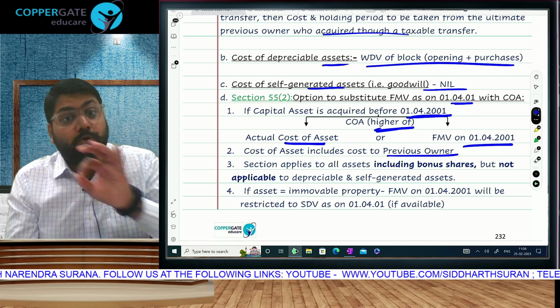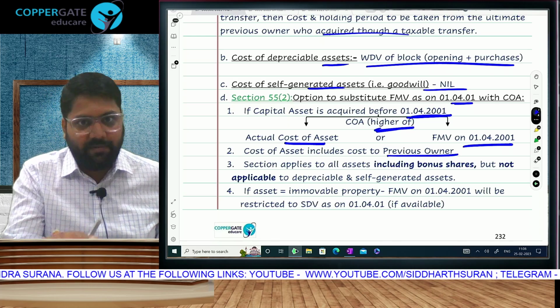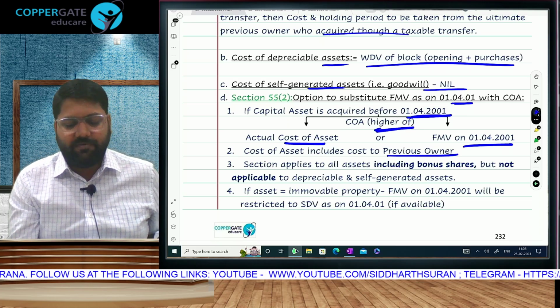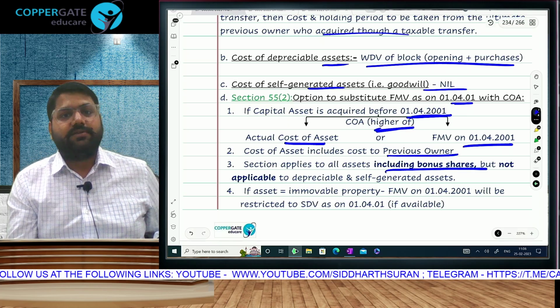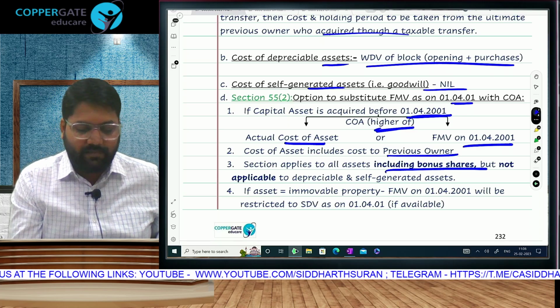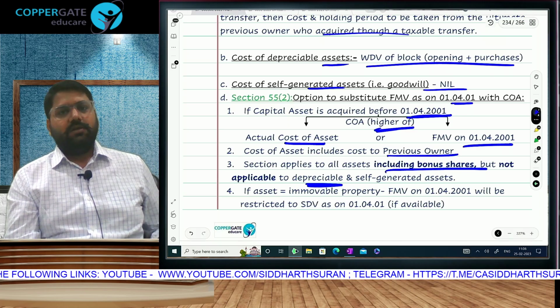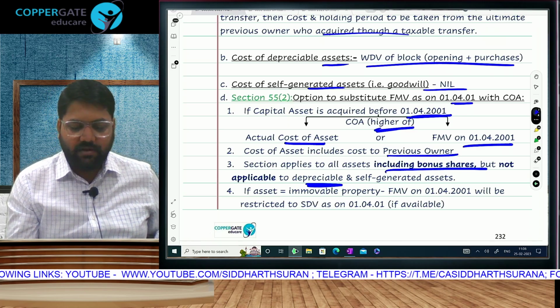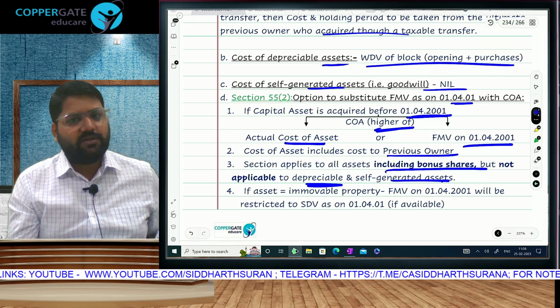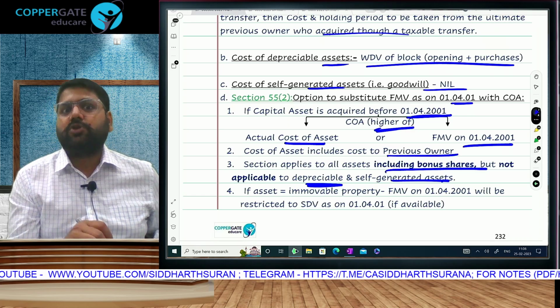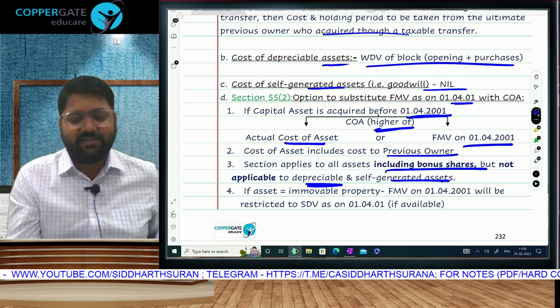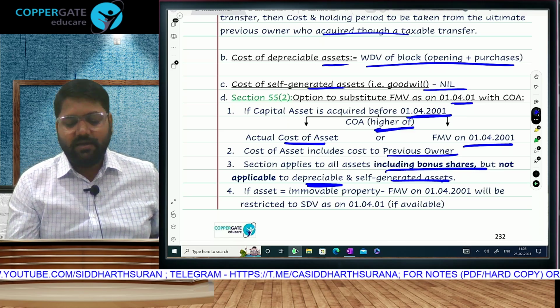This section will apply to all assets which are acquired before 1.4.01, including bonus shares. Even on bonus shares it is going to be applicable, but not on depreciable assets, because a depreciable asset is always short term, and not on self-generated assets, because anyways the cost is 0. So bonus shares also acquired before 1.4.01, you can take FMV as the cost, but not for depreciable assets and self-generated assets.